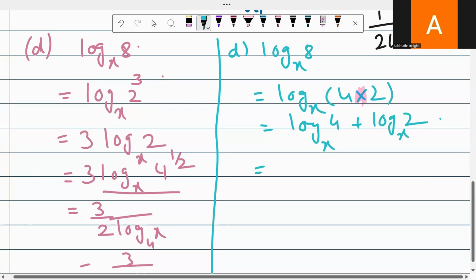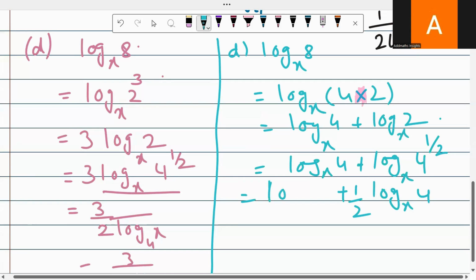Here you can write it as log x4 plus you can express 2 in terms of 4 and can write log base x of square root of 4, which means 4 raised to the power 1 by 2. So you apply here the power law and can write 1 by 2 times log x4. Now they both are the same. So when you add them, 1 plus 1 by 2 is 3 by 2 times log x4.